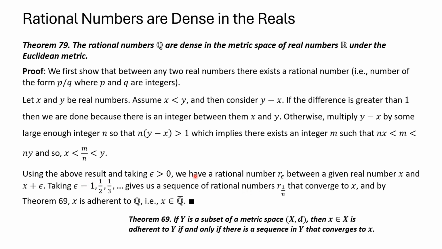Taking this result here, take any real number x and another real number x plus epsilon. We know from what we've proven up here that there's some rational number, we'll call it r sub epsilon, that's between x and x plus epsilon. And then using an idea similar to the proof of the last theorem on the previous slide, we just let epsilon equal 1, 1/2, 1/3, and we get a whole sequence of rational numbers, r sub 1, r sub 1/2, r sub 1/3, and so forth. And they converge to x since we're making the epsilon smaller and smaller as we go along.